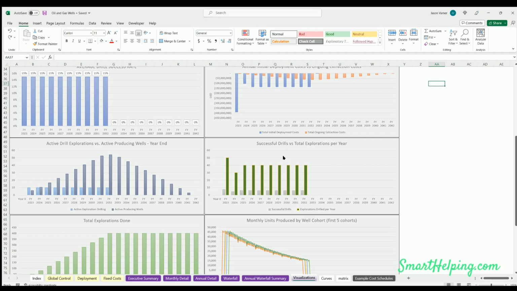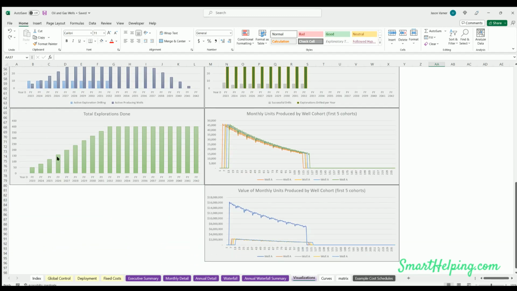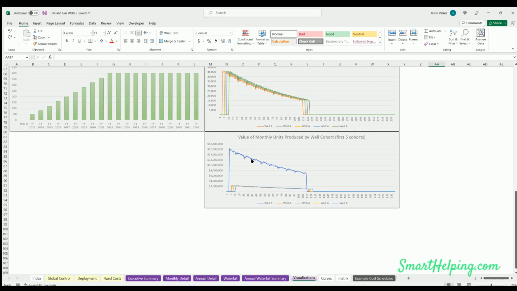Successful drills versus total explorations per year. So there's a 15% rate on all of them. So that's the ratio you're seeing there. Total explorations completed. Here I did the first 5 cohorts and how much they're producing over time in units. So monthly units produced by well cohort, and this is just your exponential decline curve happening. And then this is the same thing, but the value of the units over time.